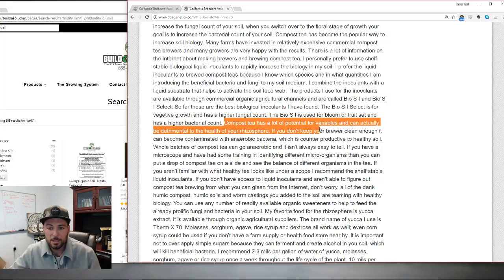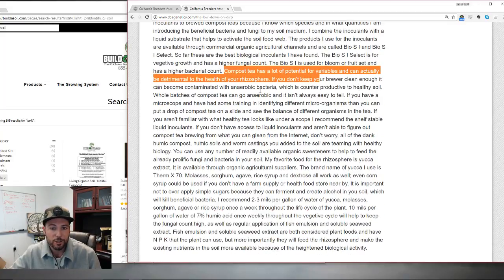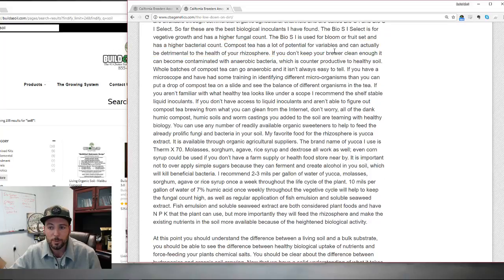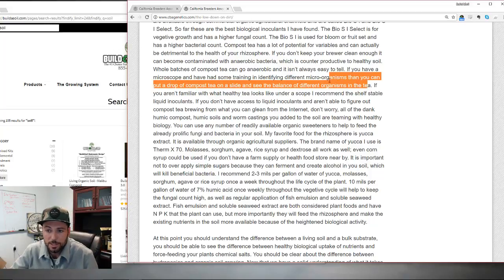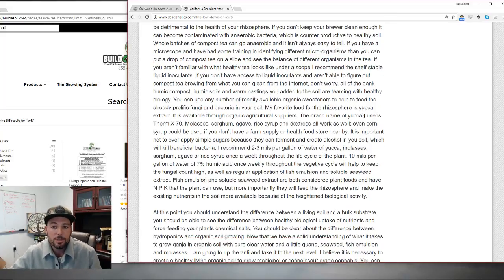Okay, compost tea has a lot of potential for variables and can actually be detrimental to the health of your rhizosphere. If you don't keep your brewer clean enough, it can become contaminated with anaerobic bacteria, which is counterproductive to healthy soil. Whole batches of compost tea can go anaerobic, and it's not always easy to tell. If you have a microscope, you've had some training in identifying the different microorganisms, you can put a drop of compost tea on a slide and see the balance of different organisms in the tea. This is years ago he was talking about this stuff. Pretty awesome. If you aren't familiar with what a healthy tea looks like, I recommend a shelf-stable inoculant like RootWise.